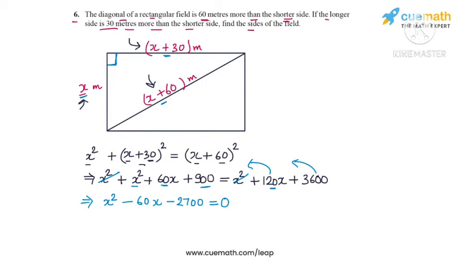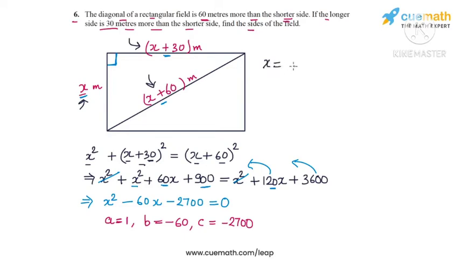You can solve this quadratic equation by any method, either by factorization or by completing the square or by applying the quadratic formula. So I'm going to apply the quadratic formula in this case. So the coefficients of the quadratic are a is equal to 1, the coefficient of x square. b, which is the coefficient of x, is equal to minus 60. And c, which is the constant term, is equal to minus 2700. Now let's apply the quadratic formula and find the values of x.